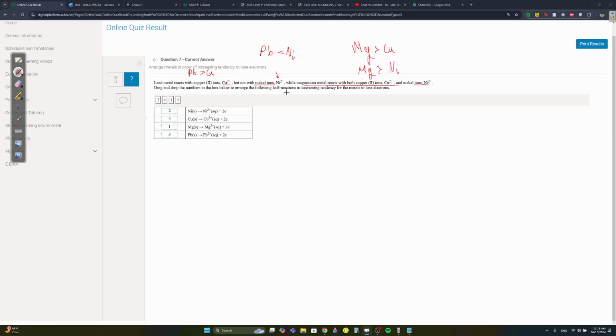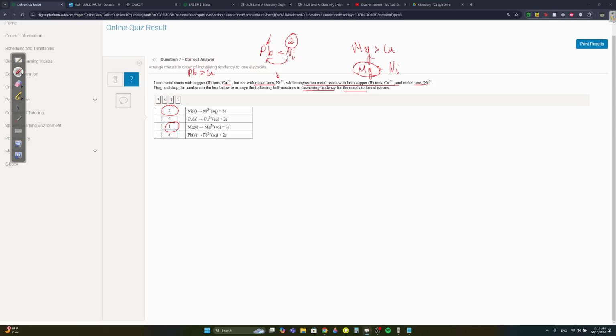Drag and drop to arrange the following reactions in decreasing tendency for the metals to lose electrons. Without looking at this, let's see. Which one here is the strongest? Obviously, it's going to be magnesium because magnesium reacts with everything. So magnesium would be number 1. Let's see number 2. Would it be lead? No, because nickel is more reactive than lead. Since we know lead reacts with copper, but it doesn't react with nickel, that means nickel is more reactive than lead. And if lead reacts with copper, and nickel is more reactive than lead, that means nickel should also react with copper. That means nickel reacts with everything except magnesium because magnesium is more reactive than nickel. So number 2 is going to be nickel.